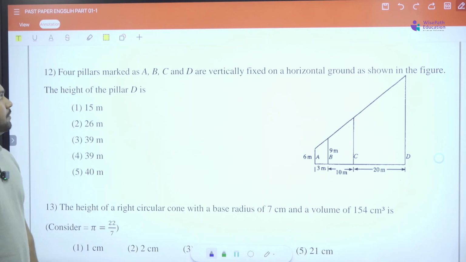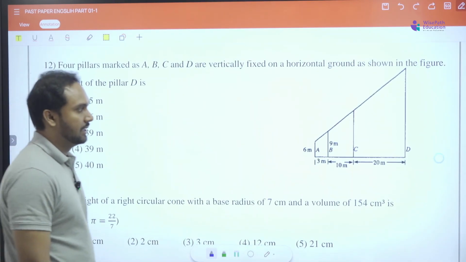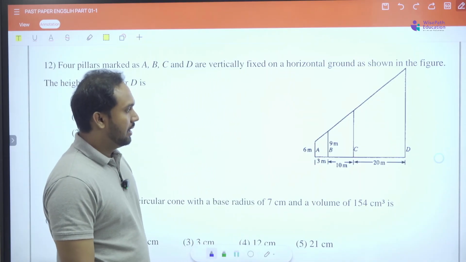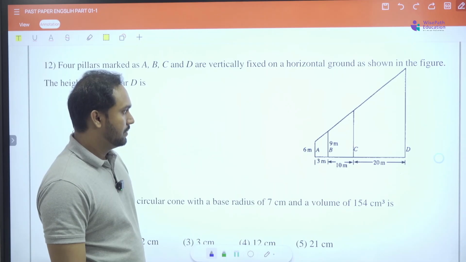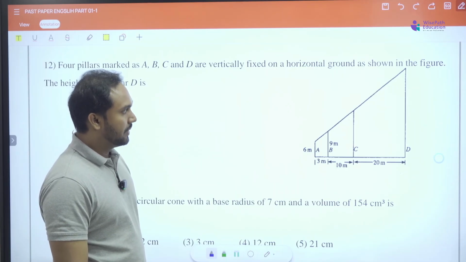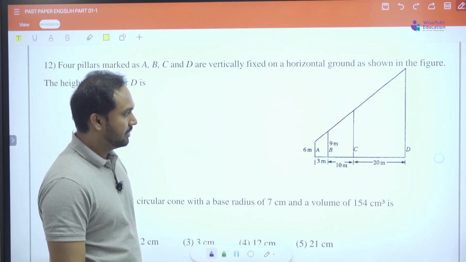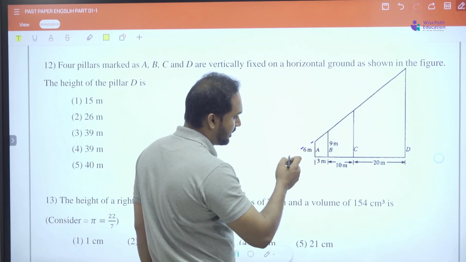Right. So 4 pillars marked as A, B, C and D are vertically fixed on a horizontal ground as shown in the figure. They are asking for the height of the pillar D, right? So to find the height of D, what can you do? You can't directly put anything because you don't have a triangle, right? So you'll have to construct something, draw a triangle like this.